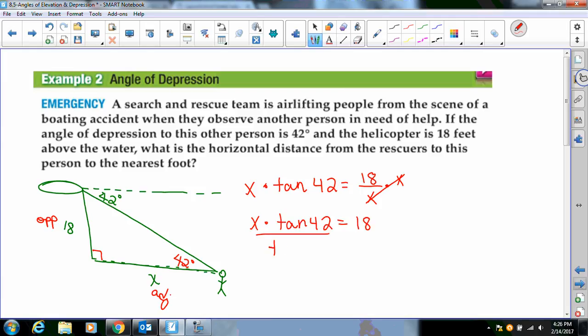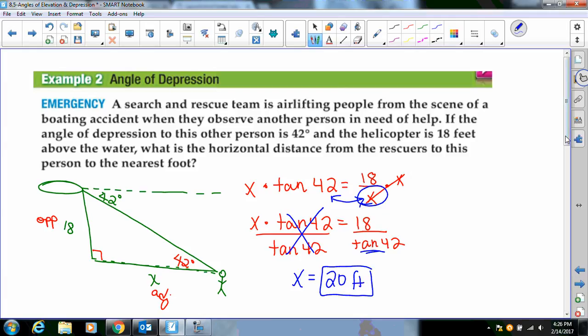And then I'm going to divide by the tangent of 42. So if you can just get in the habit of memorizing, whenever your x sits on the bottom of your fraction, you're just going to basically swap these out. So tan 42 is going to go to the bottom like it is here, and your x will go to the top because those are going to cancel. And so when you do that on your calculator, 18 divided by the tangent of 42, you get out a decimal, but it's asking to the nearest foot, and to the nearest foot, that would be 20 feet.